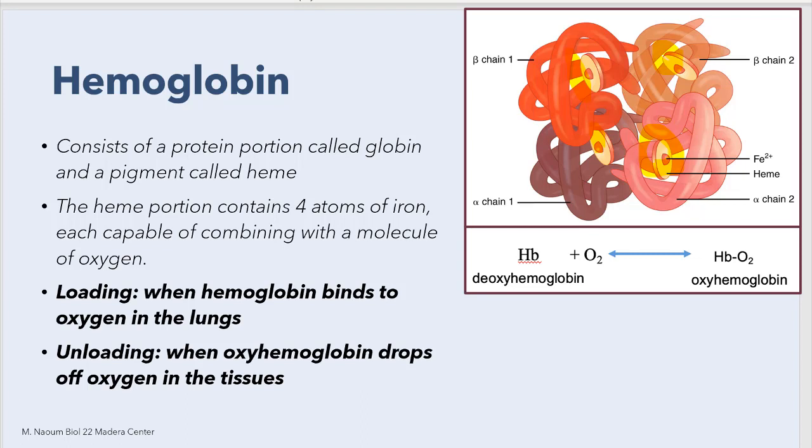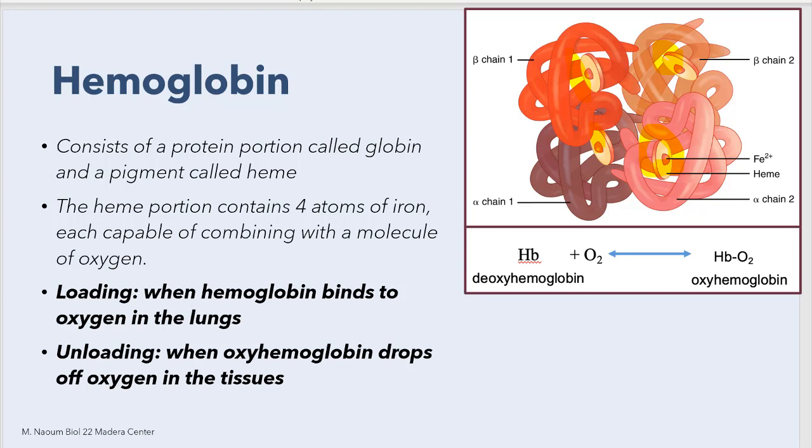And since the hemoglobin has 4 of these heme areas and 4 of these atoms of iron, it will be able to bind to 4 oxygens. When the hemoglobin is completely saturated, or bound to these oxygen molecules, we call it oxyhemoglobin, and that's also considered loading. So when oxygen binds to hemoglobin, we say that it's loading onto hemoglobin.